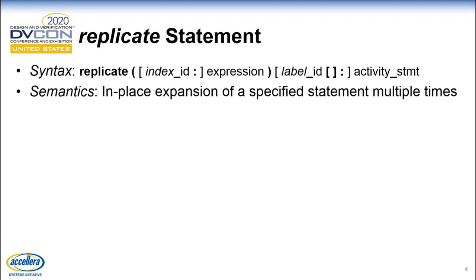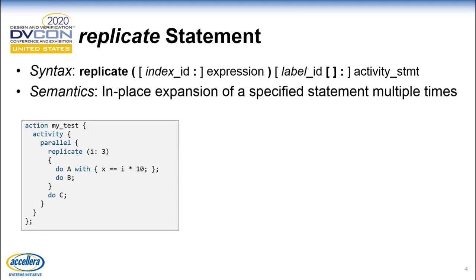OK, so I hope I gave you the problem and motivated the construct. Now I want to tell you a little bit more about the construct. That's its syntax: replicate, and then the count expression. Optionally, you specify an index variable. I am not going to talk about what you do with this label array. It's important, but that's the 3-day tutorial. This is a statement or statement block that's being expanded in place, right?